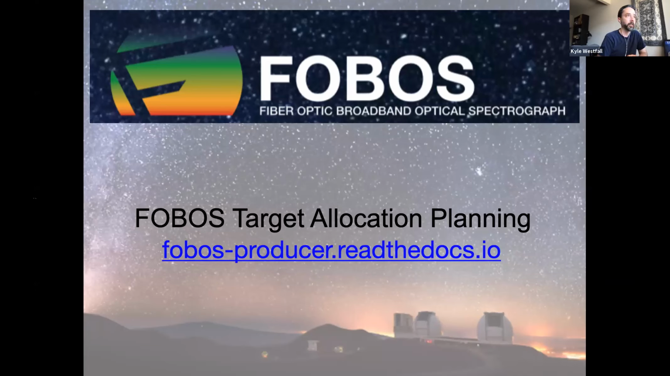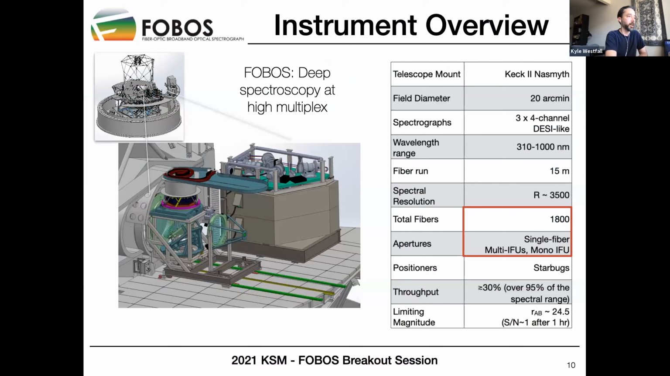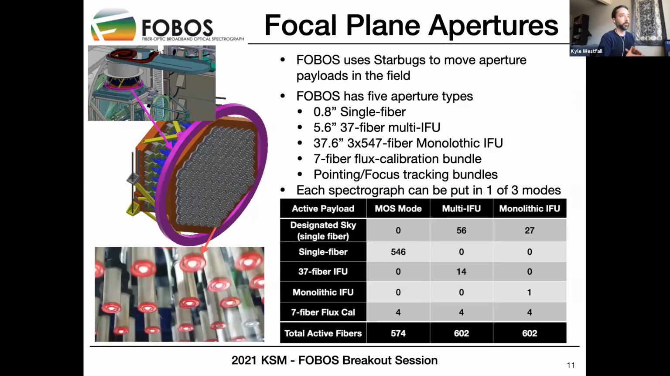We're also providing a target allocation planning tool. Again, this is the read the docs link, and I'll post these in the Slack. And so here the focus is to try to understand how you can distribute those 1,800 fibers and allocate them to the sources within the field of view. So I just want to talk through a little bit about how the focal plane is built and how the starbugs sample the focal plane.